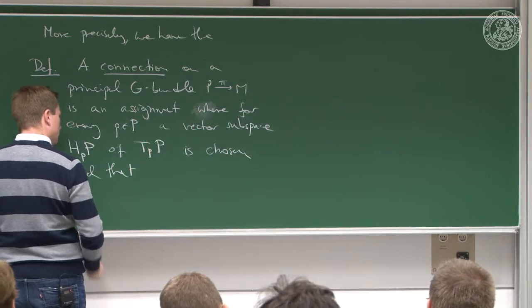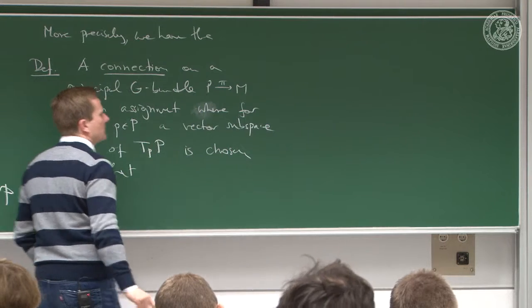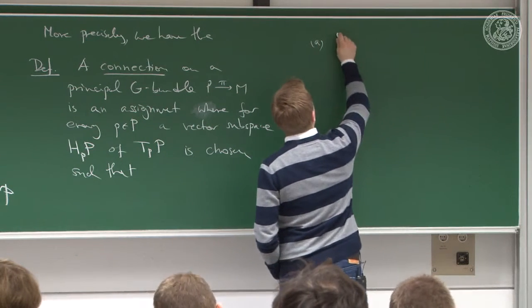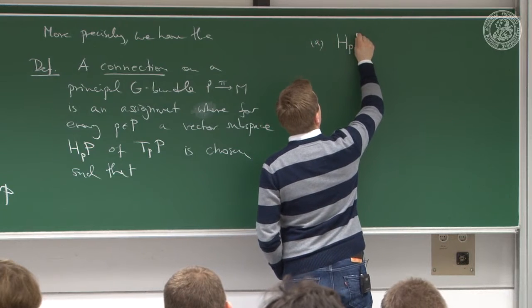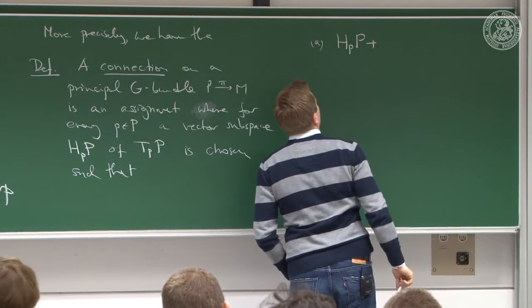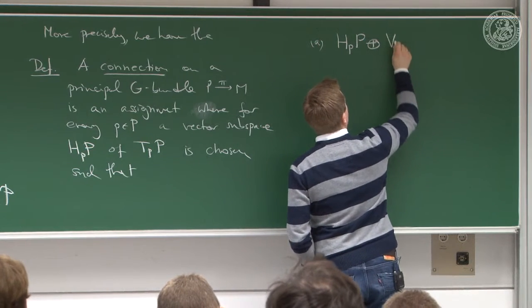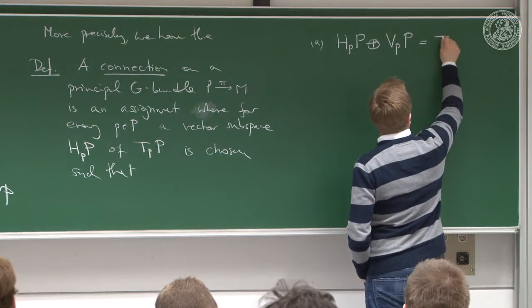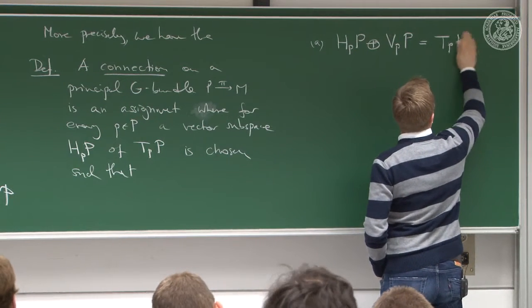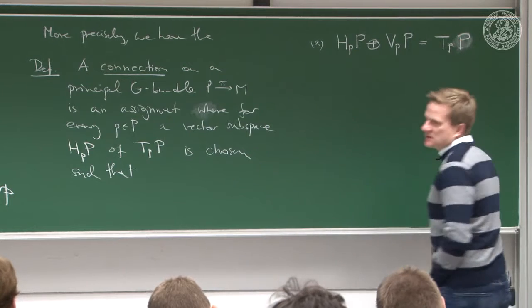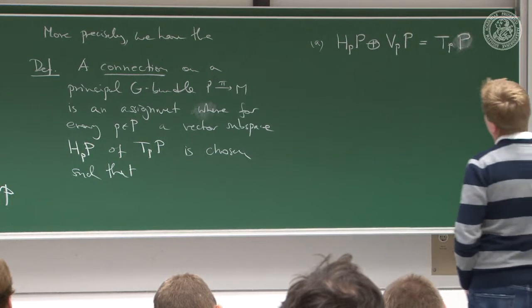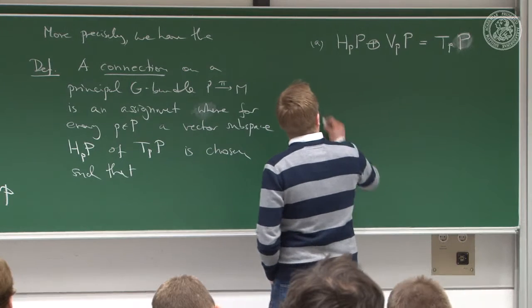now there are two conditions, well, there are actually three, so let's go here. So the first thing is that you want that, as I said, that this H_P P direct sum V_P P, the vertical subspace, that they together constitute the entire tangent space at P. So it's the formalization of what I said before with this complementary thing.